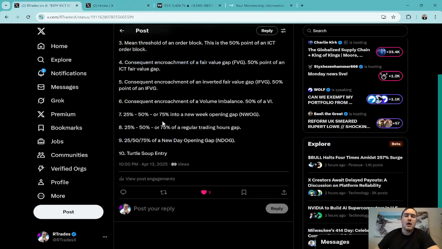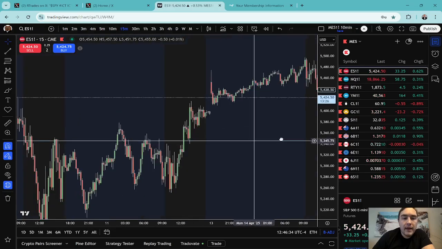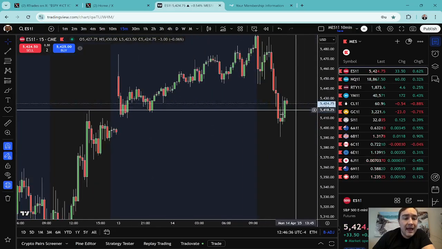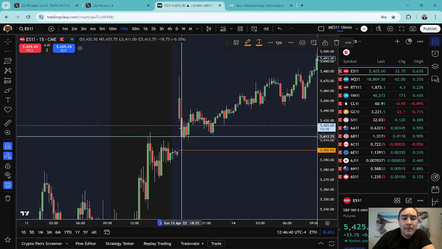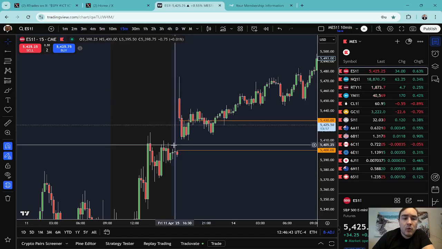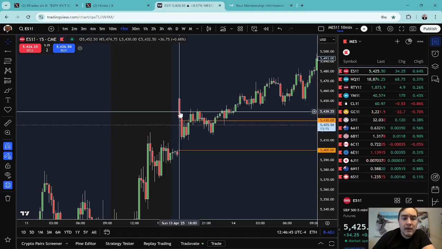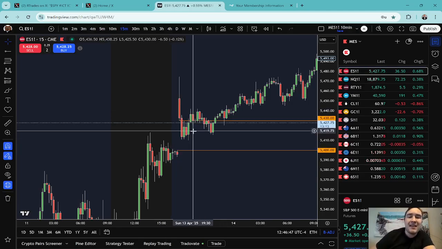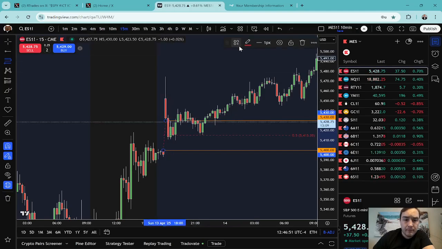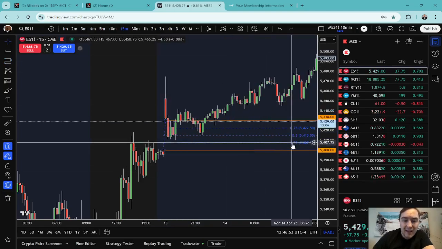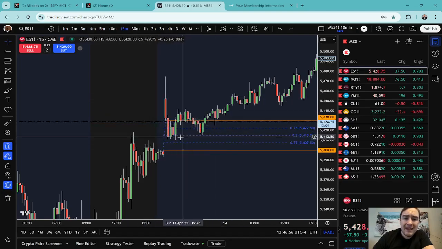Okay. 25, 50, or 75%, any of those 3 levels into a new week opening gap. All right, and luckily we did have one here on the ES this week. The new week opening gap is the difference between where the market closed on Friday and where the futures open on Sunday. If you take that into quarters, you can set limit orders to buy at anywhere from the 25% to the 50%.